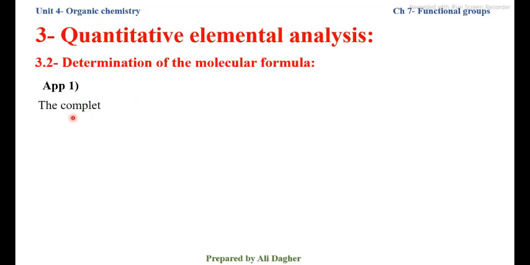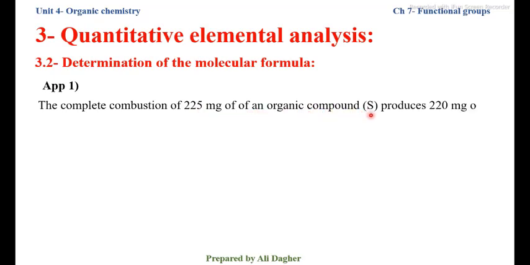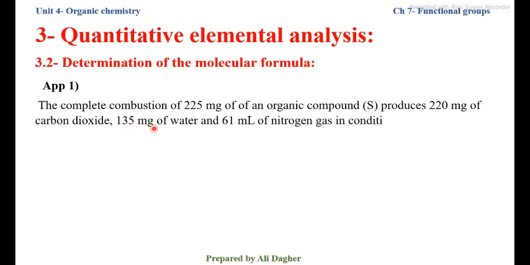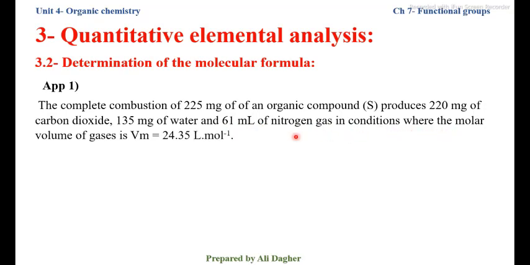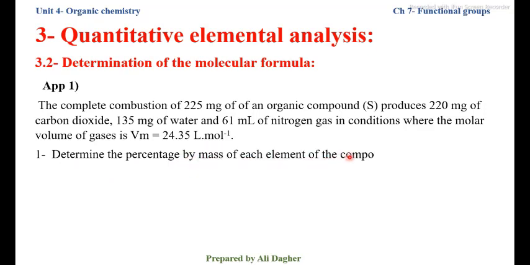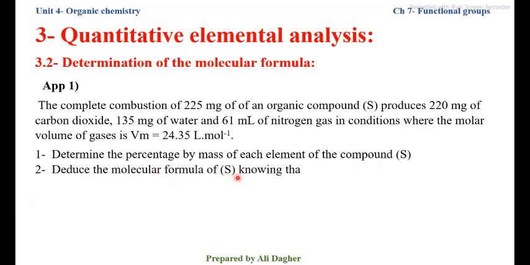Application 1. The complete combustion of 225 mg of an organic compound S produces 220 mg of carbon dioxide, 135 mg of water, and 61 mL of nitrogen gas in conditions where the molar volume of gas is Vm equals 24.35 liters per mole. 1. Determine the percentage by mass of each element of the compound S. 2. Deduce the molecular formula of S knowing that its molar mass is 45 grams per mole.